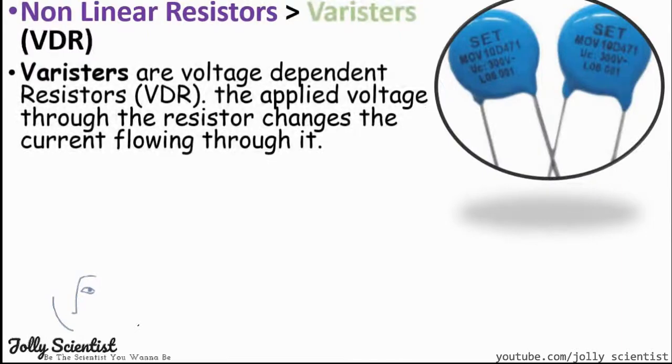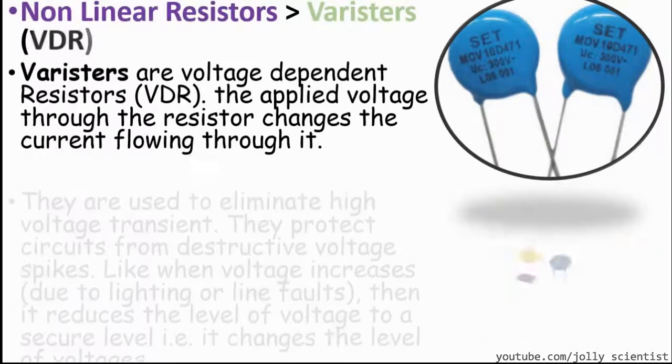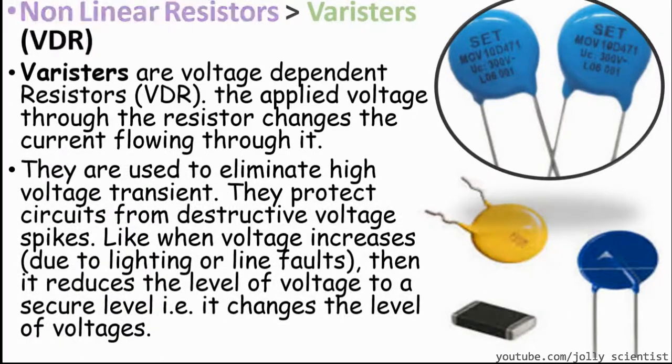The varistors are voltage-dependent resistors. The applied voltage across the resistor changes the current flowing through it. They are used in eliminating high voltage transients. They protect circuits from destructive voltage spikes, like when voltage increases due to lightning or line faults.